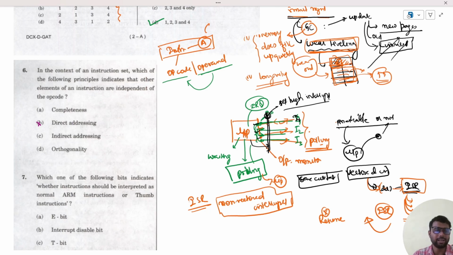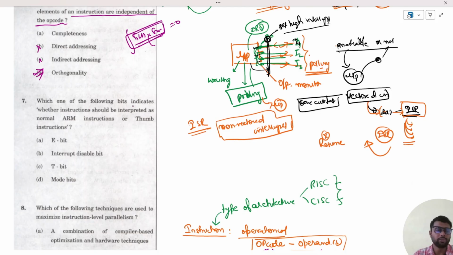See, direct addressing and indirect addressing we have seen, and direct addressing and indirect addressing have no relation with the opcode. Opcode and operands are different, but it is asking that the elements of the instructions are independent of the opcode. So that property is basically orthogonality. Even in signal systems, we have seen that two signals S1(t) and S2(t) are independent of each other when their multiplication results in zero. That means there is no relation between them. Also, we say that the cross correlation function of those two signals is zero. So from that angle also, orthogonality will be the answer.